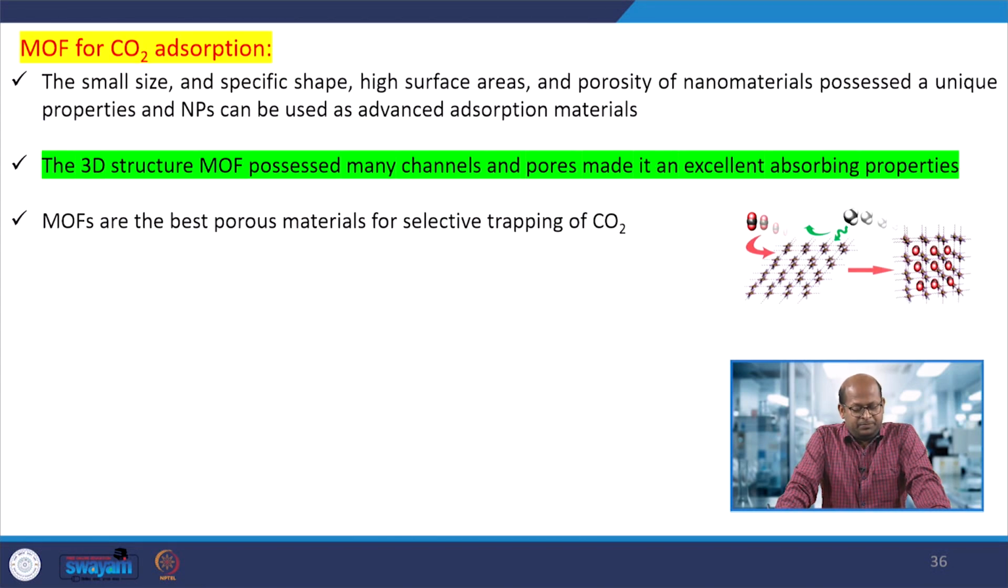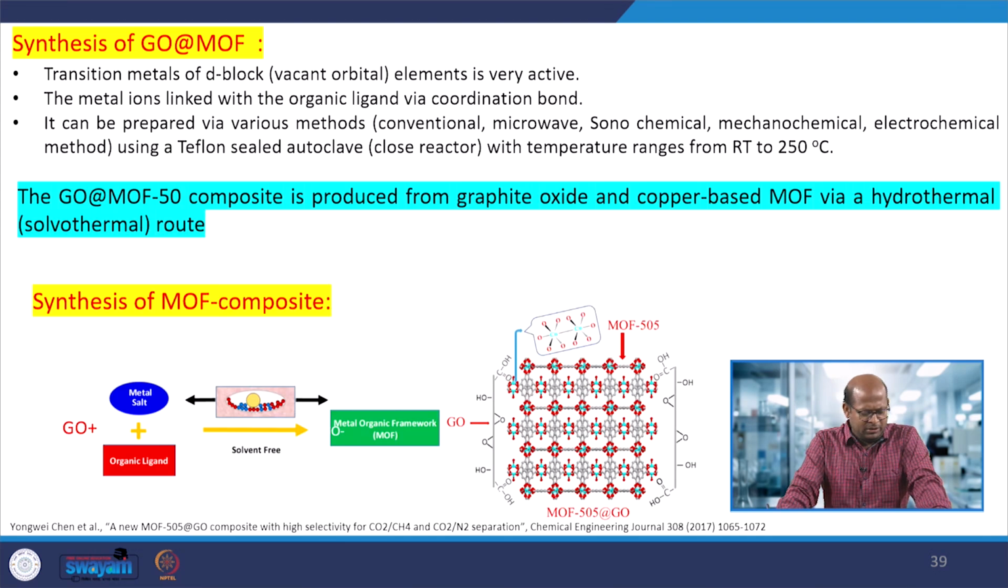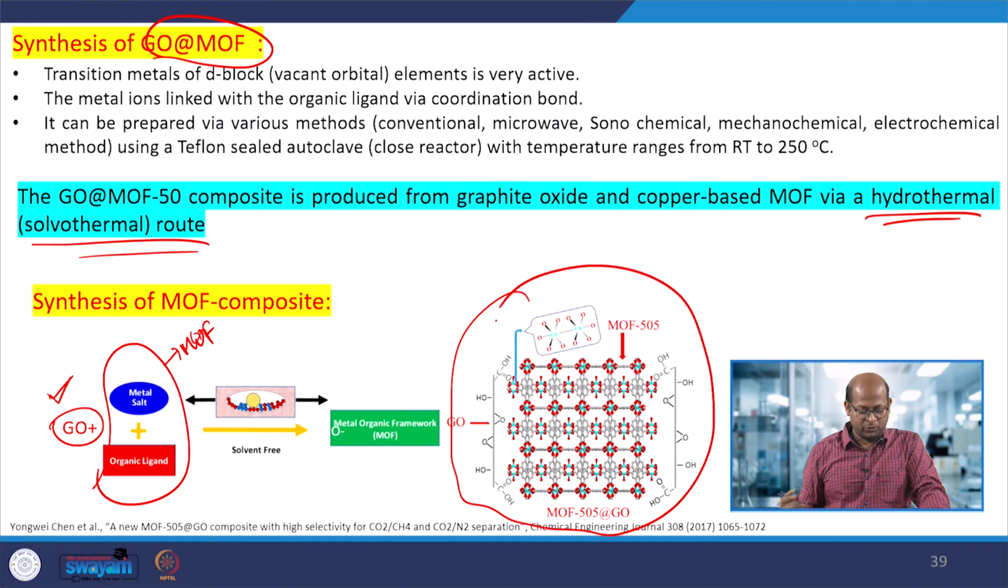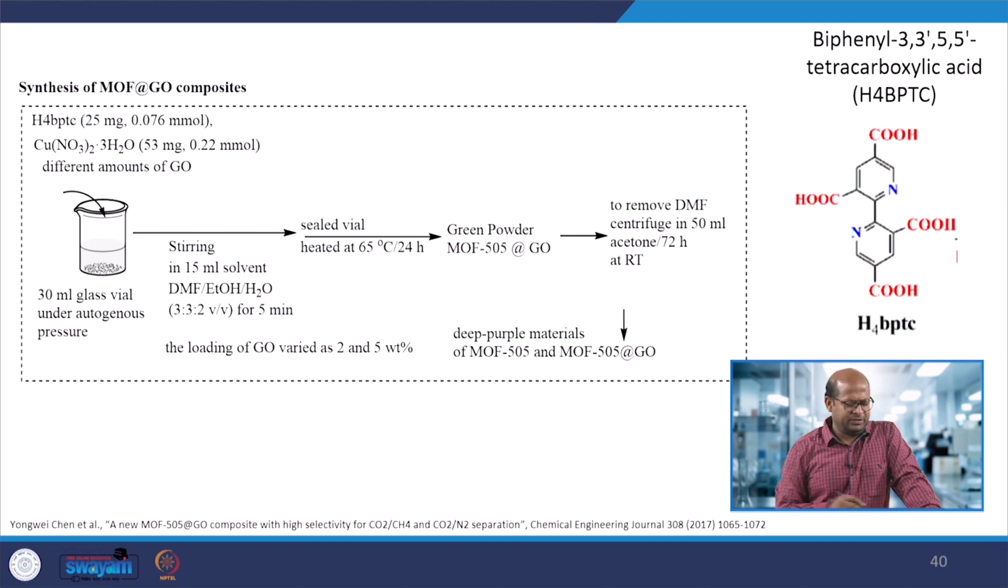Here is graphene oxide. Here I am showing the synthesis of graphene oxide MOFs. This is graphene oxide, and these are the metal salts and organic ligand used for MOF preparation. Both the graphene oxide and the metal salts and organic ligands are taken in a beaker, and then followed by the hydrothermal treatment that we already discussed. By that way we can prepare graphene oxide impregnated MOF. So here the step by step method is given.